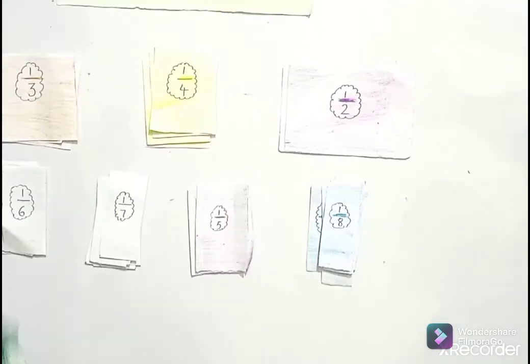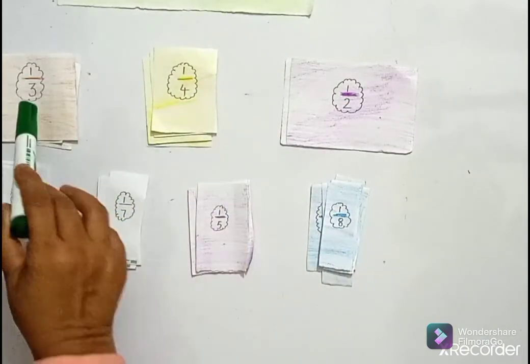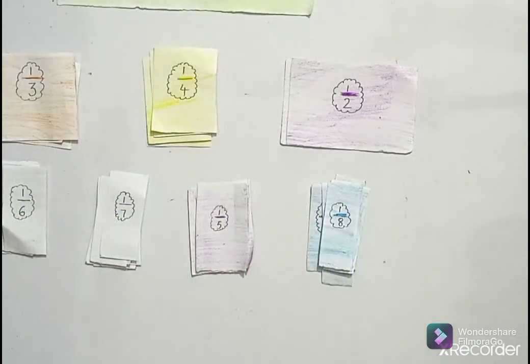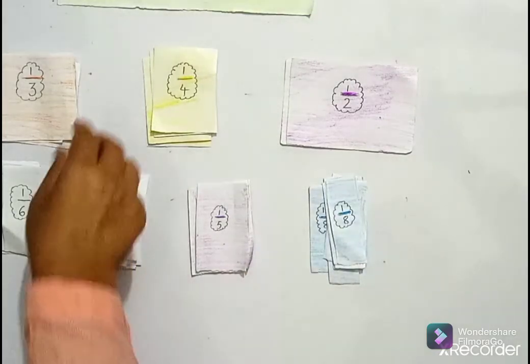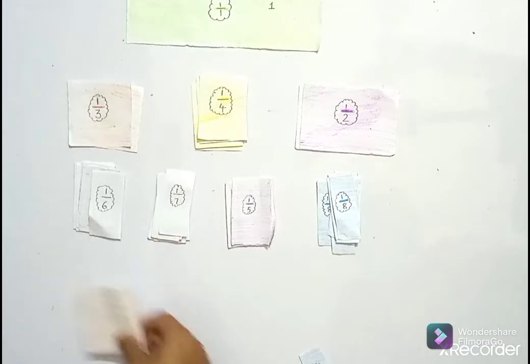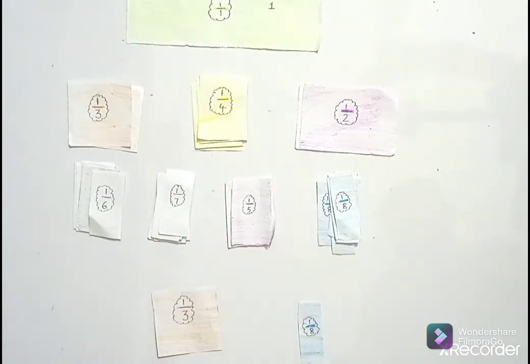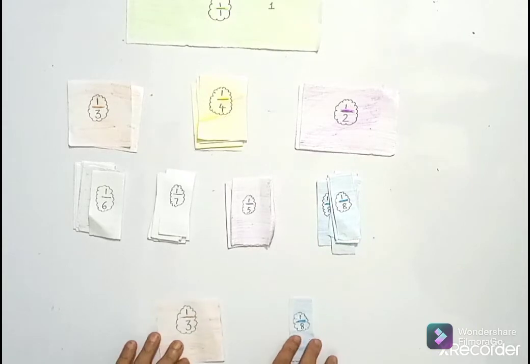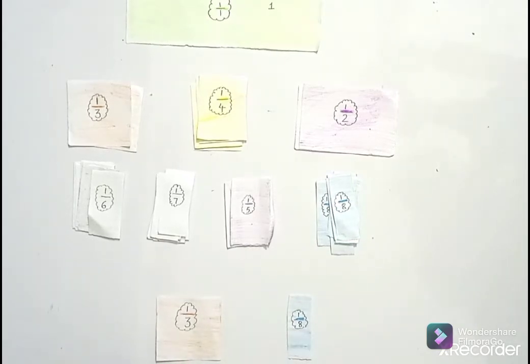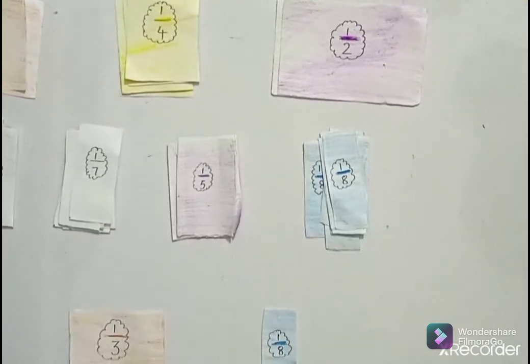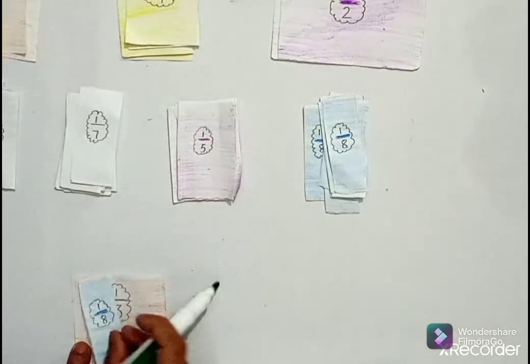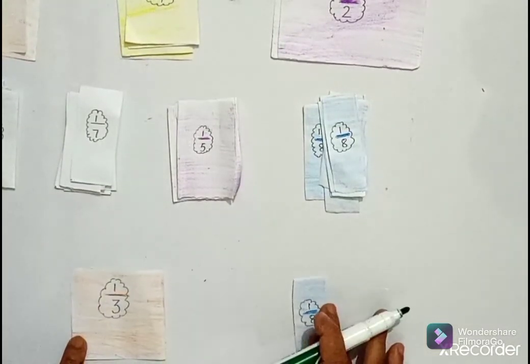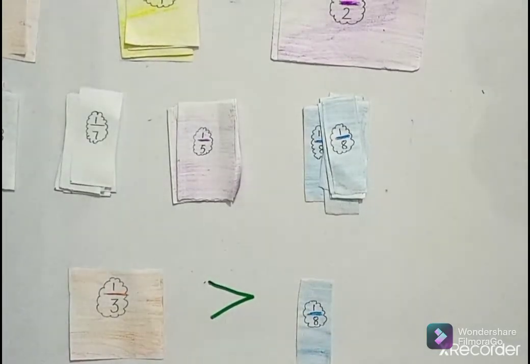Now, dear students, arrange these fractions 1 over 2, 1 over 4, 1 over 3, 1 over 6 randomly. Close your eyes and take out any two strips, whatever you like. Now, I have chosen two strips, 1/3 and 1/8. Can you tell me which is greater? Very good. 1/3 is bigger. This is bigger and 1/8 is smaller.